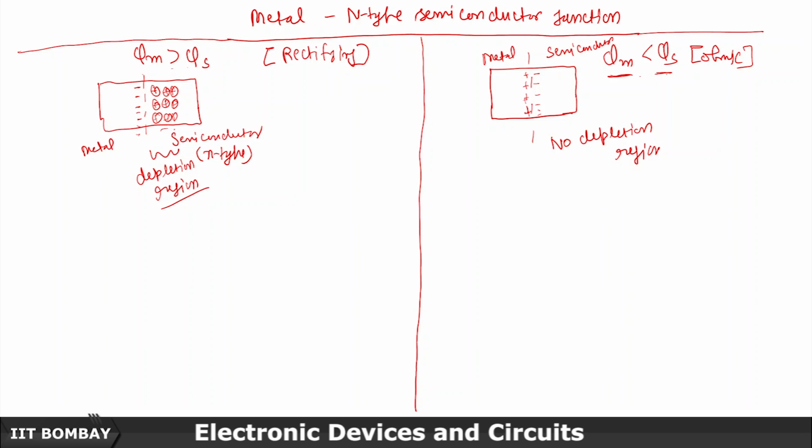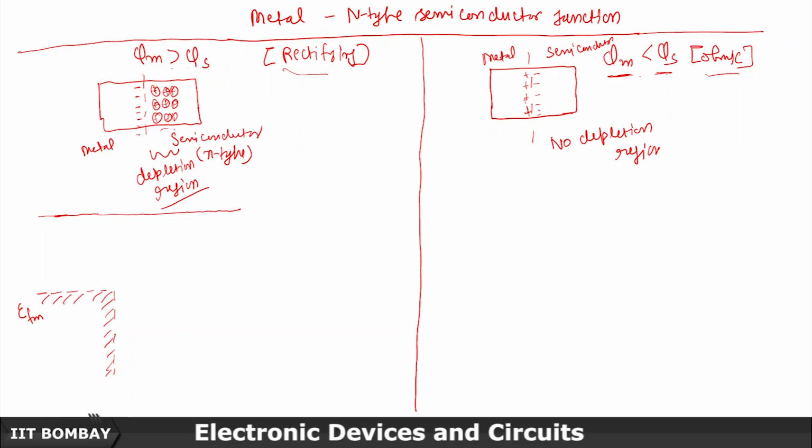Now we will draw the band diagrams, band gap diagrams, and we'll show why it is having a rectifying behavior and why it is having an ohmic behavior. So let me draw the diagram for this. This is the Fermi energy level for the metal, EFM. This is the vacuum level, and the vacuum level will be the same for both the metal and semiconductor in equilibrium.